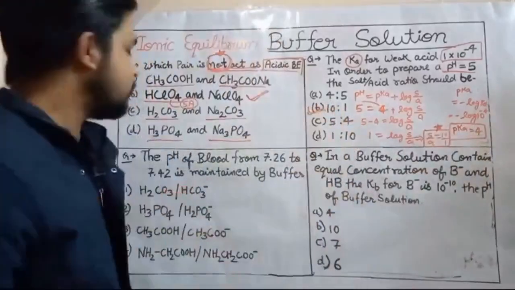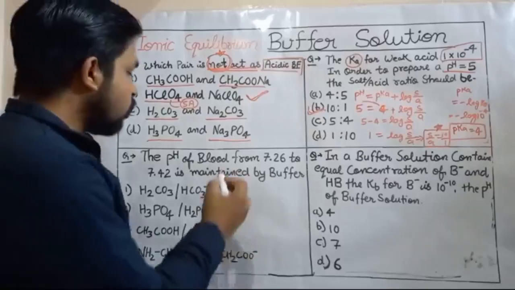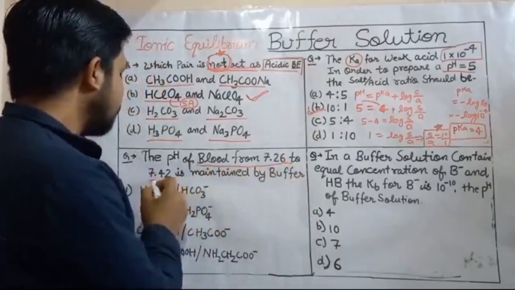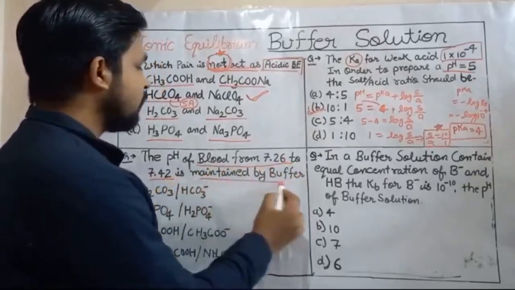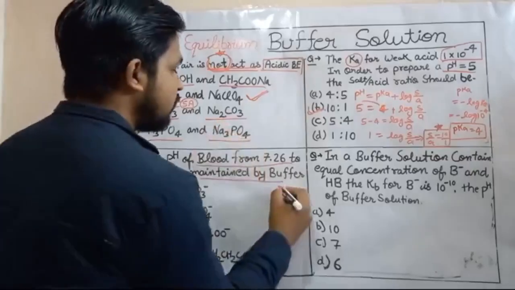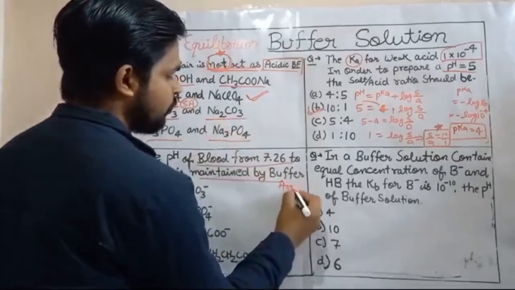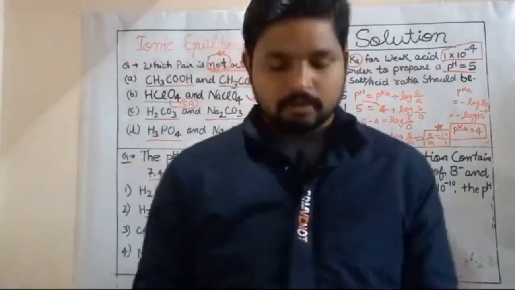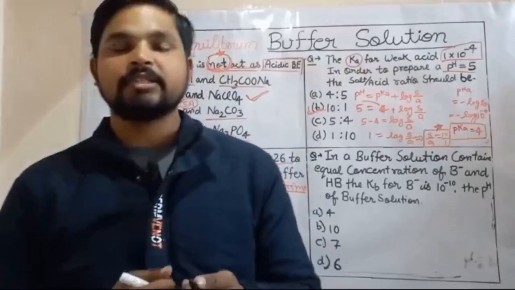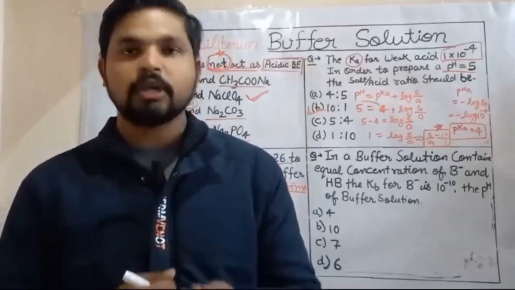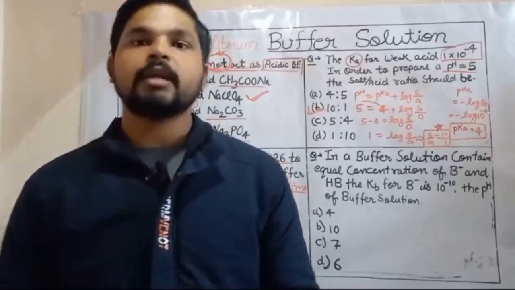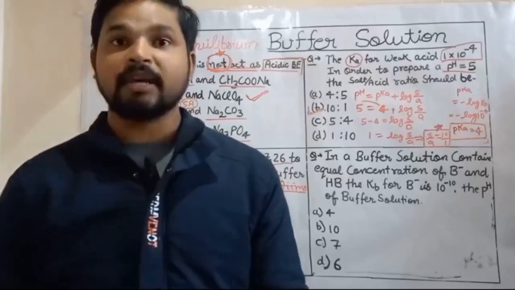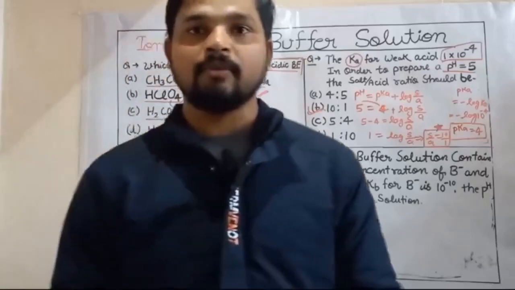Now we discuss the third question. The pH of blood from 7.26 to 7.23 is maintained by a buffer. It is asked in AIIMS. In our blood, the buffer is maintained by bicarbonate ions and its conjugate. Okay student, because in cellular respiration CO2 is released, so why does our body not become acidic? Okay student, it is maintained by a buffer.